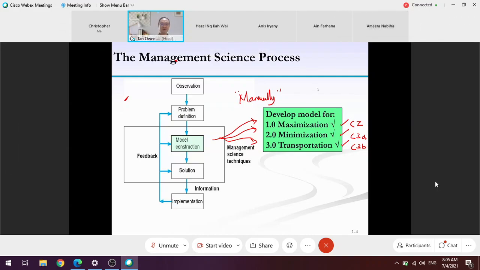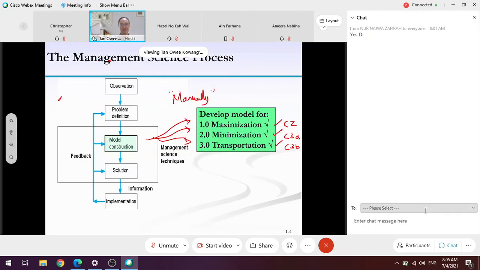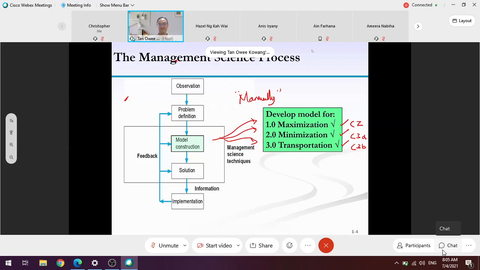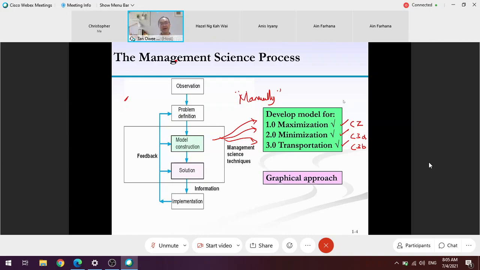So what I shared with you at the beginning of the class is that what you learned in chapters 2 and 3, which involve the development of linear programming, that part of the process, model construction, you have to do manually. There's no software that can help you to do that. Subsequently, what we're going to start talking about today is solution: how to solve the linear programming that you have developed before this.